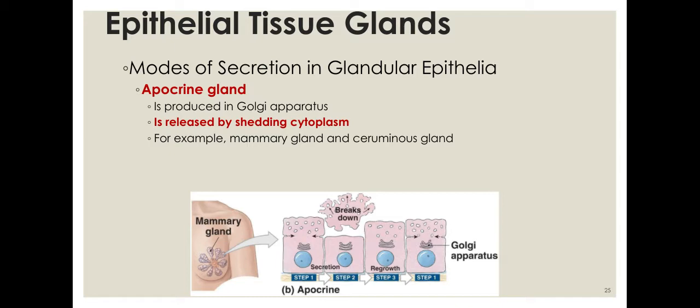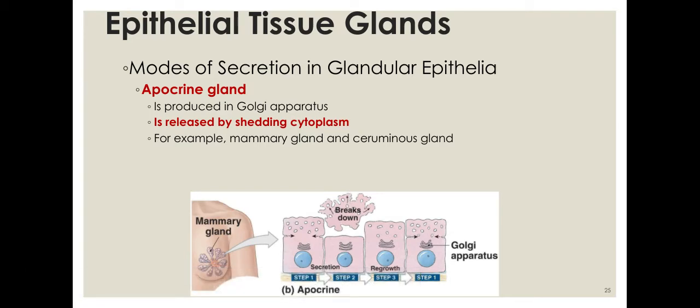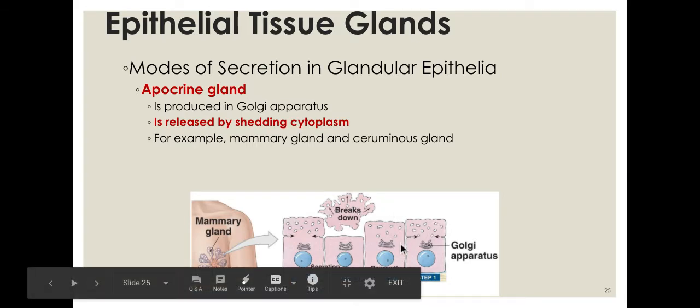When they're releasing their products, it'll kind of build up these little vesicles in the top part. The cell will sort of pinch in, and then it will release that product. Then we regrow, and we can do it again.